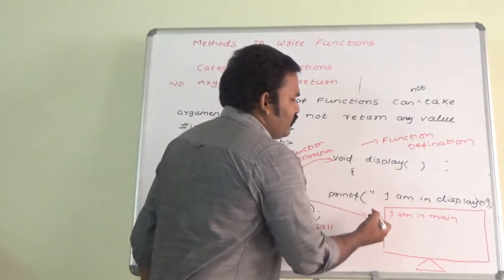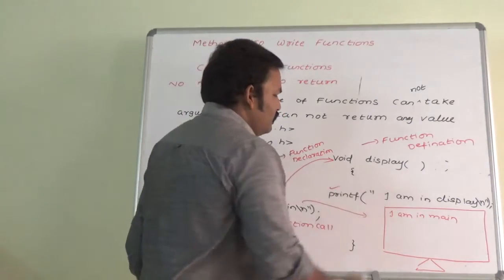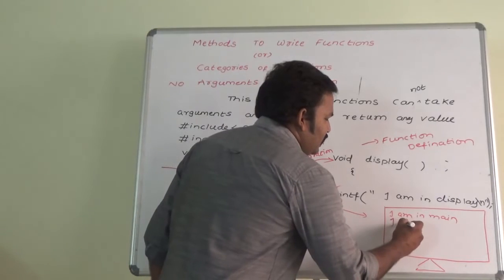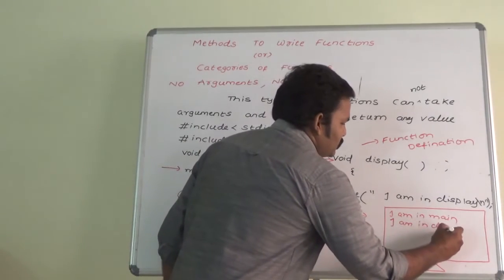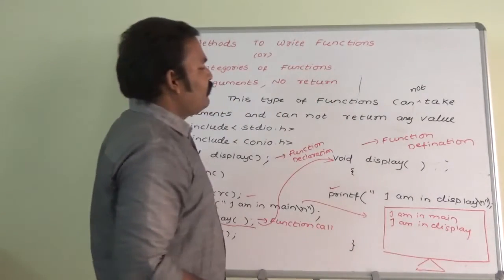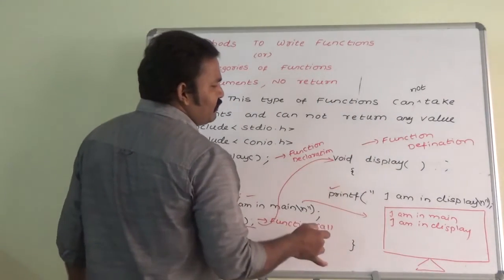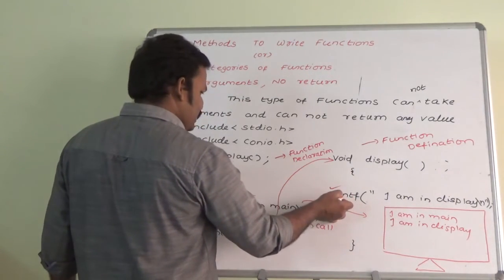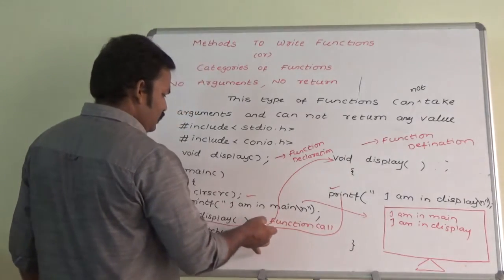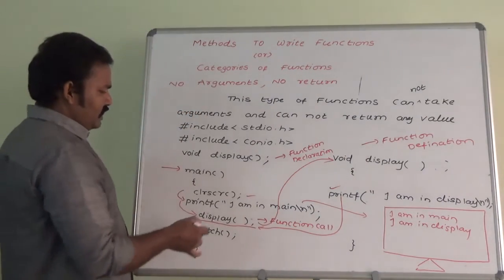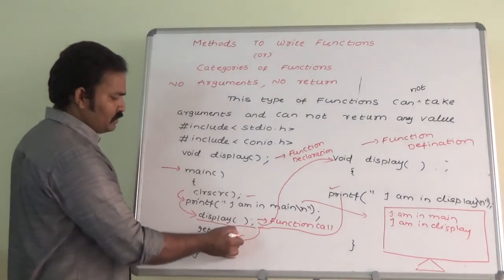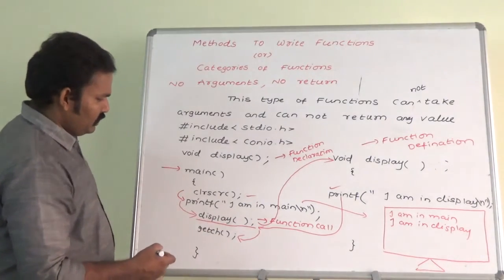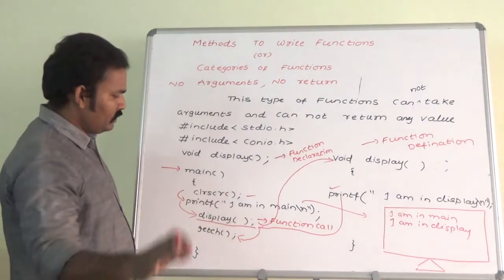So here in the display function there is only one statement, so that statement will be executed. After executing that statement, it will display the given text message on the screen. I am in display. Okay. So after executing all the statements in the function definition, the execution control is returned to the main program, or main function. Okay. Right. So then execution control is transferred to the next following statement, that is getch. Okay. So the program will be terminated.